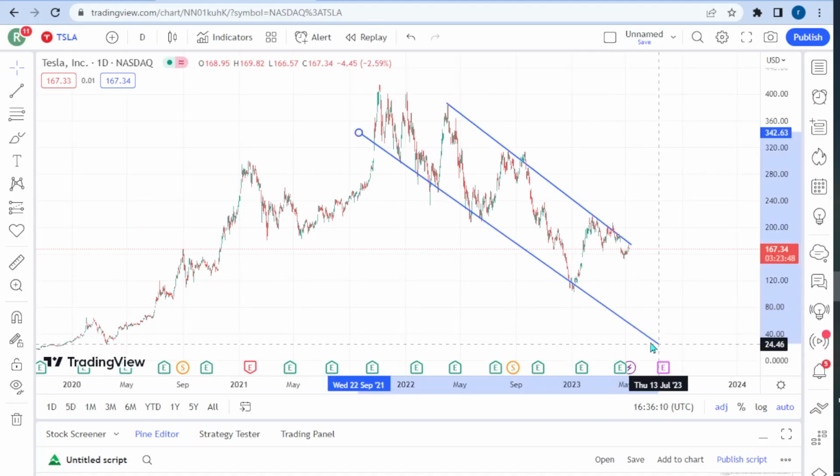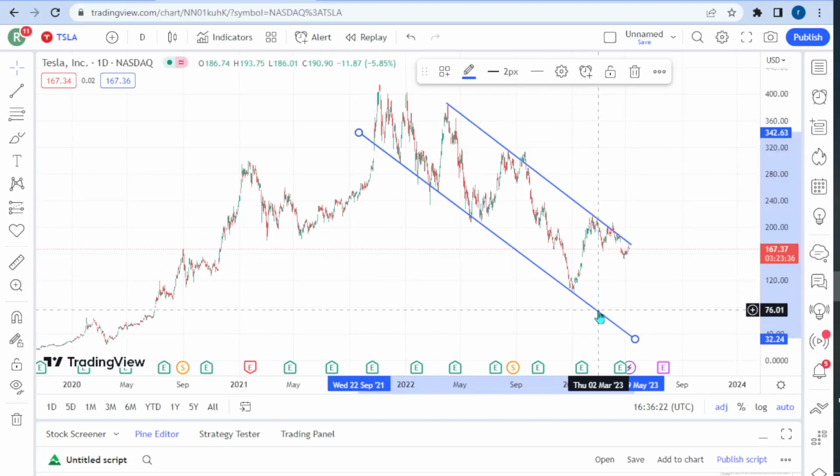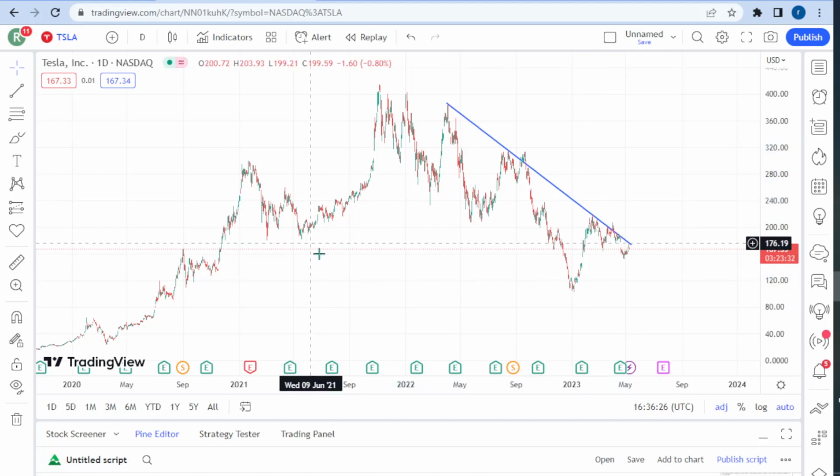So if I were to extend this a little bit out, if we were to basically hit the bottom of this, that's saying, hey, you know what, we're going to hit like 34. I really don't see that happening. So, this probably played its course. So I don't think it's as important. So I'm going to go ahead and delete that.